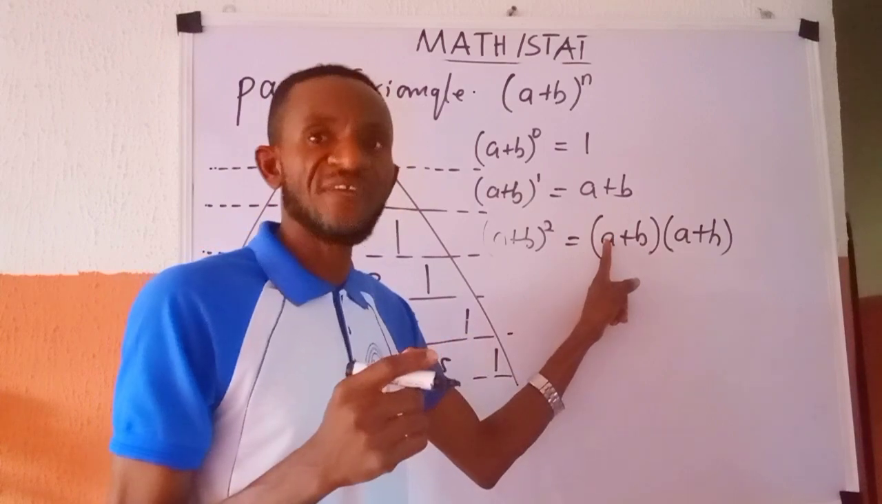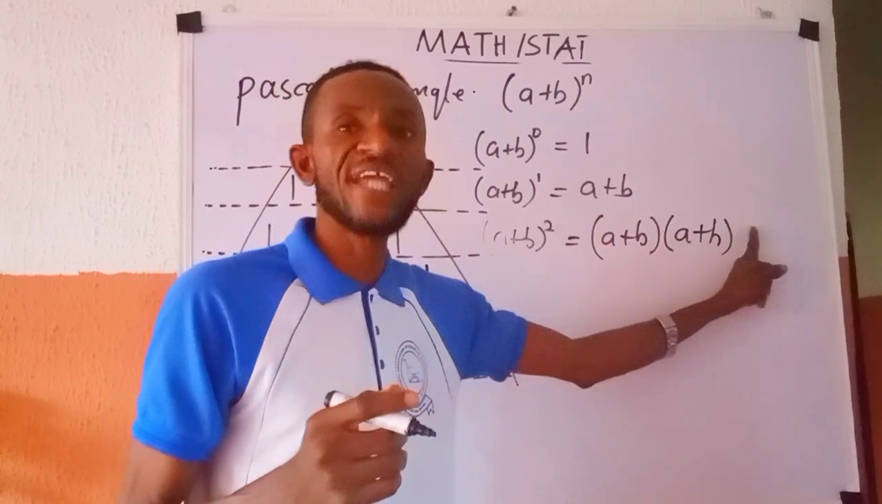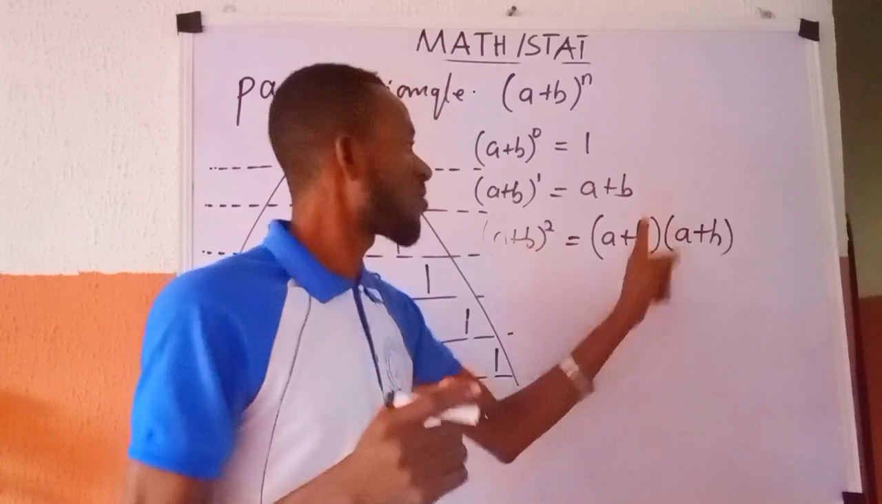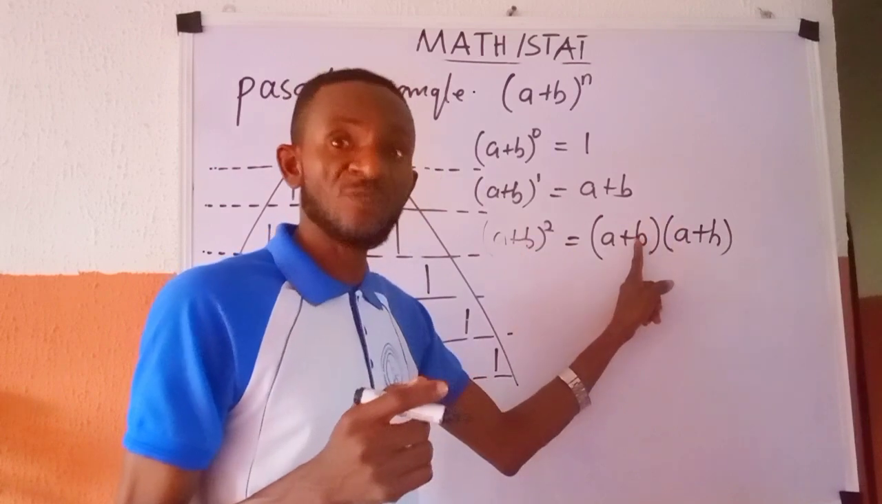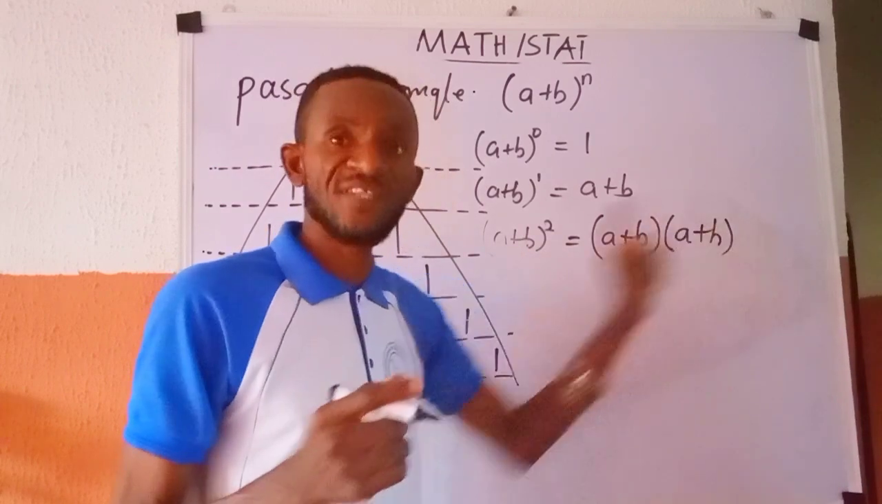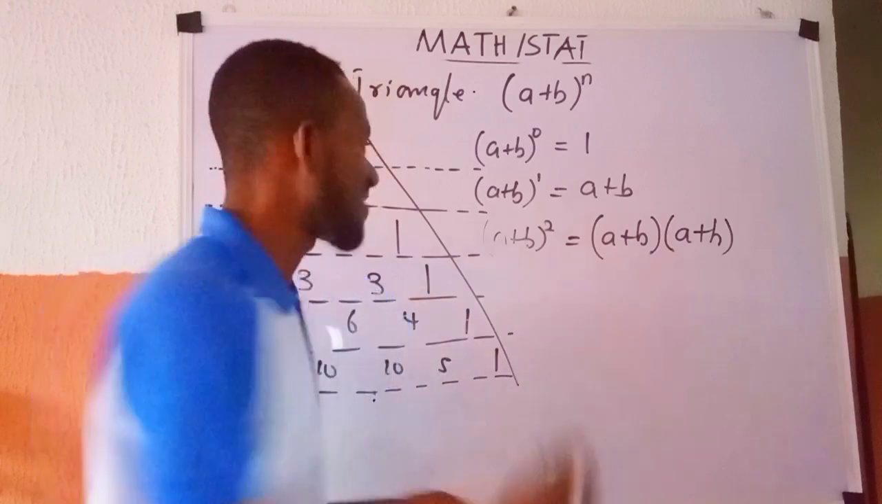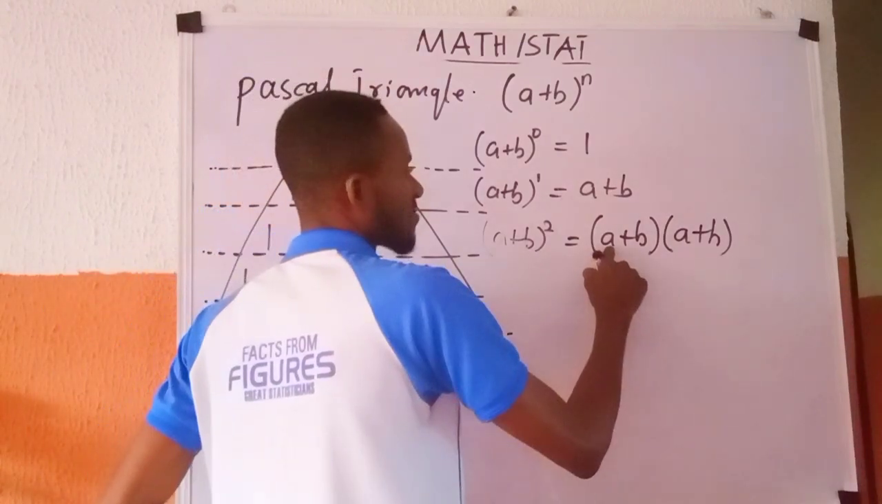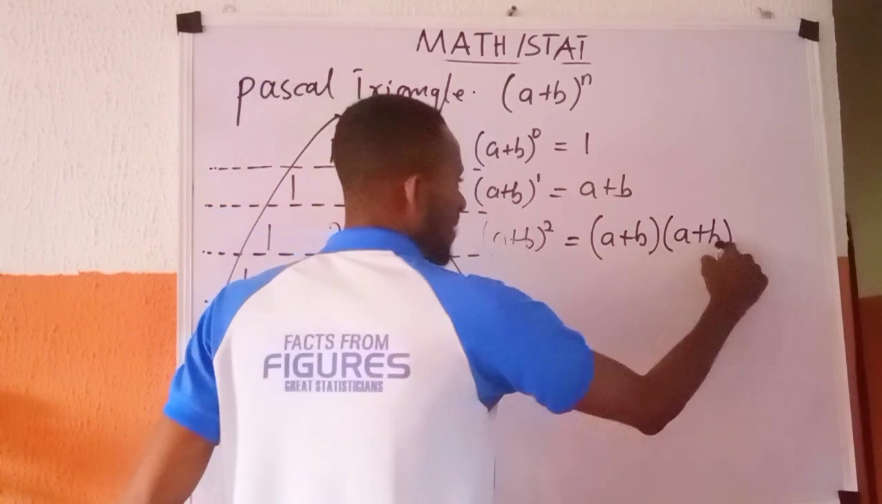Entry in the first bracket to multiply all the entries in the second bracket. Then you return back and pick the second entry in the first bracket and then use it to multiply everything in the second bracket. What do I mean by this? This is the first entry in the first bracket. I'm going to use this A to multiply everything here.